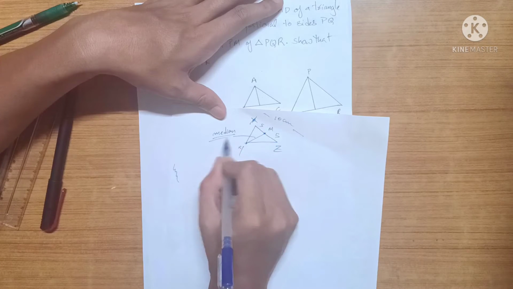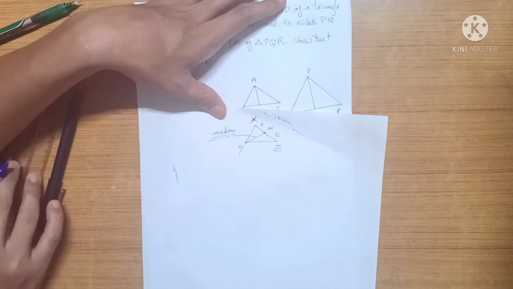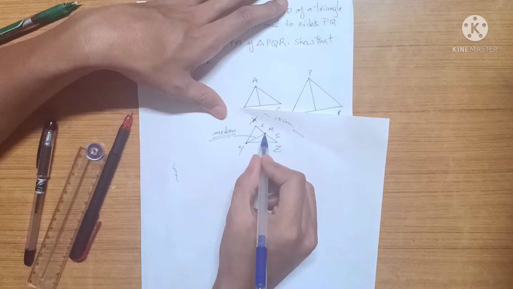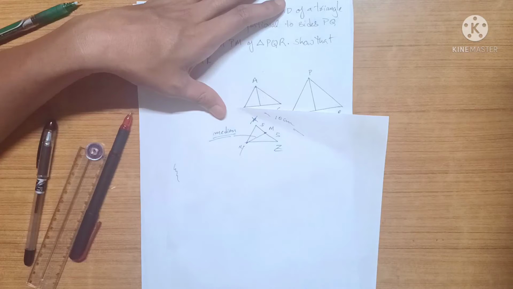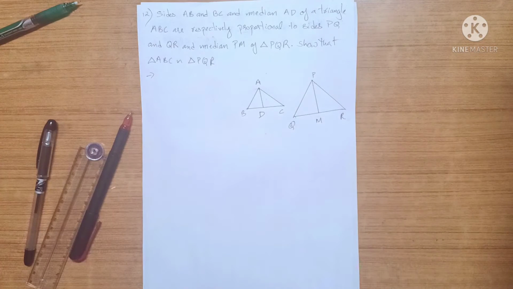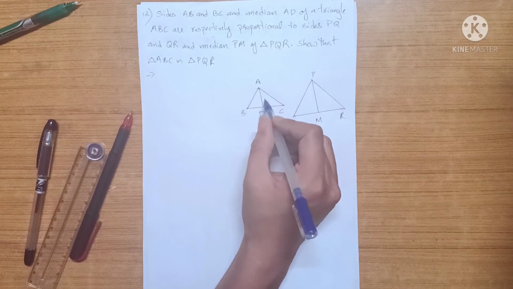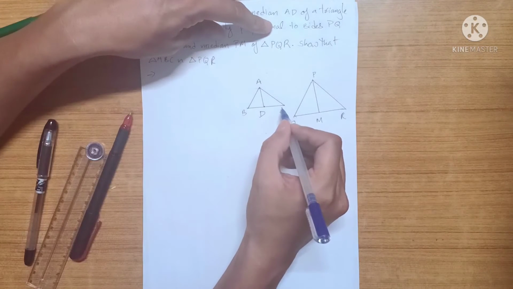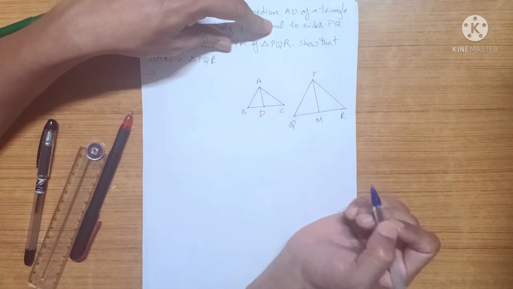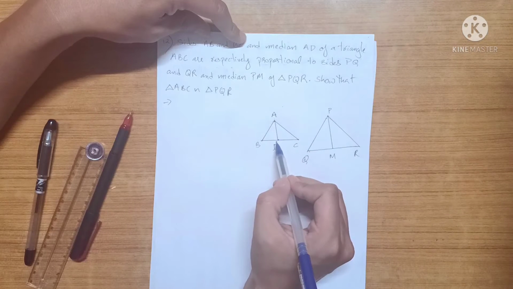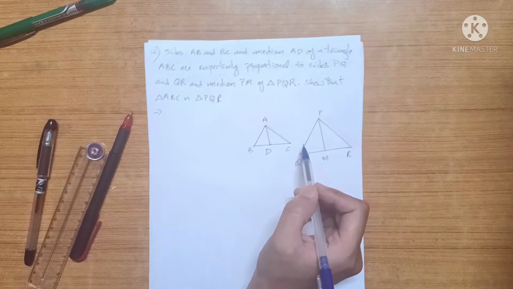So median literally means the line which is joined from the vertex to the midpoint of the other side of the triangle. Okay, so in this case they're saying AD is the median, so it literally means that D is the midpoint of BC, and then from A we're joining D. So they're saying median AD, which is the line joining the midpoint of B and C, right?